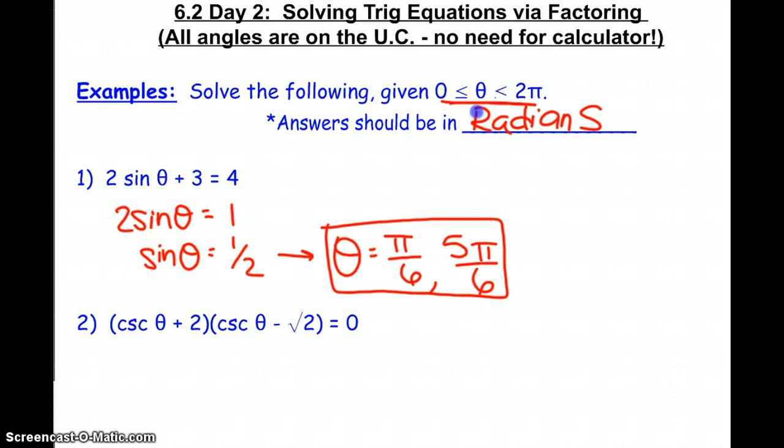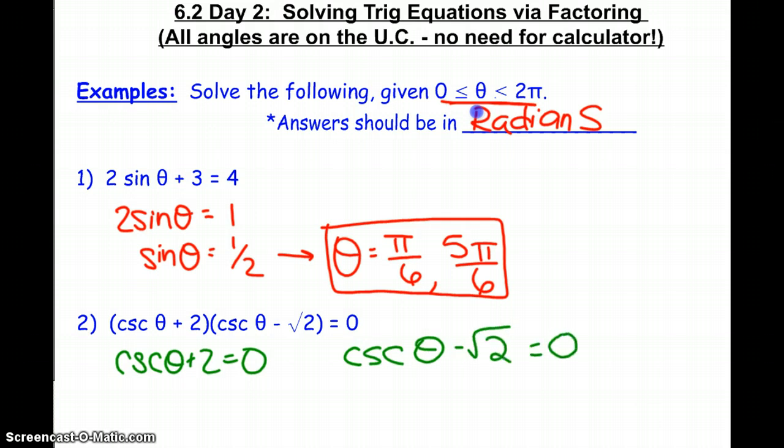If we look at number 2, it's slightly different. This has actually already been factored for us. Cosecant of theta plus 2 times cosecant of theta minus square root 2 equals 0. Think about this as another algebraic equation where I'm solving for my solutions. When is this going to equal 0? We apply the zero product property. So either cosecant of theta plus 2 equals 0, or cosecant of theta minus root 2 equals 0. Now I have two equations to solve.